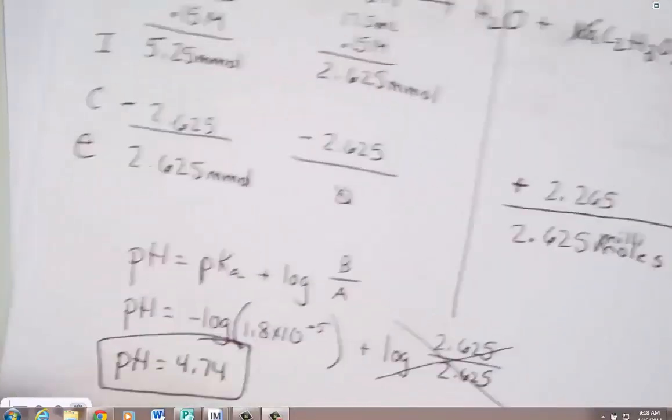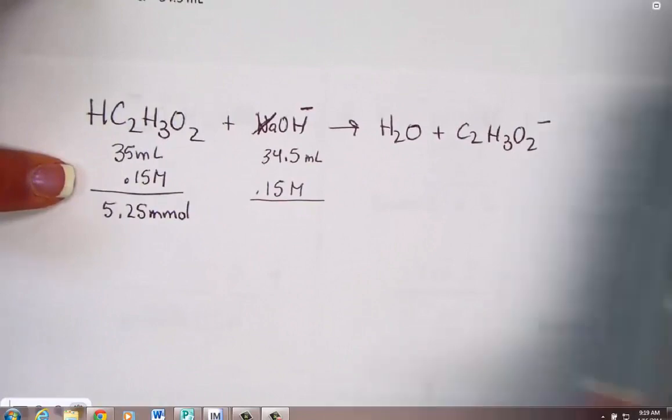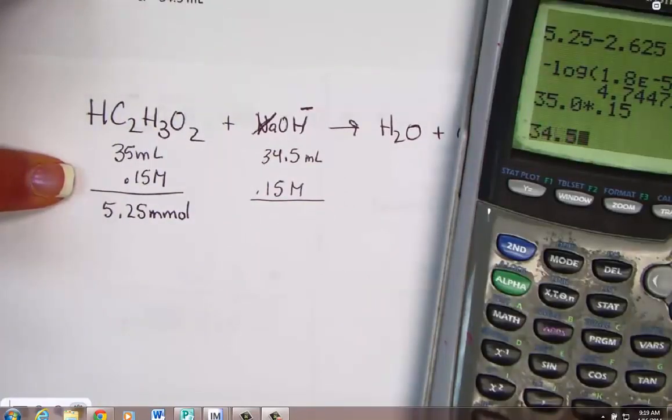Did I do that right the last time? 5.25, that's right. I thought, man, that sounded new. Let's keep going, almost to the equivalence point. Here we have 34.5 mLs of base times 0.15.